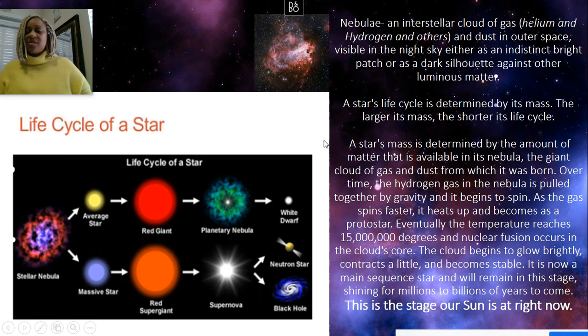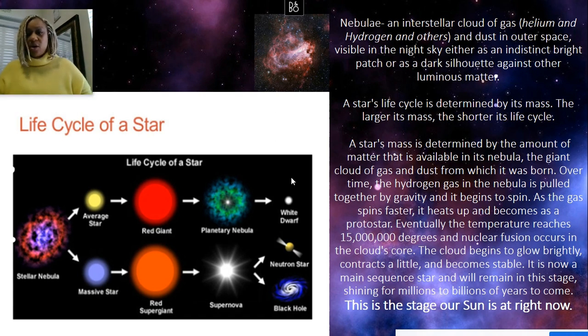So a star's mass is determined by the amount of matter that is available in its nebula, the giant cloud of gas and dust from which it was born. Over time, the hydrogen gas in the nebula is pulled together by gravity and it begins to spin. As the gas spins faster, it heats up and becomes a protostar. And if you look here, you'll see the different stars taking place, and you have different names for these stars, right?